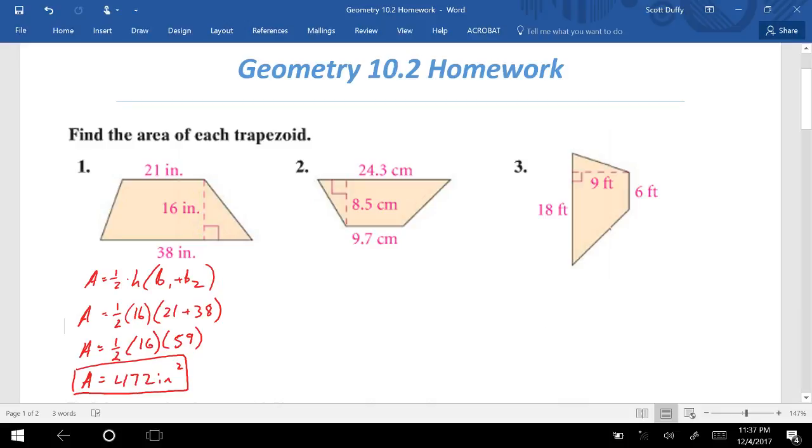Number 2, doing the same thing. Area equals 1/2 times the height times the sum of the bases. So the height is 8.5. The bases are 9.7 and 24.3.